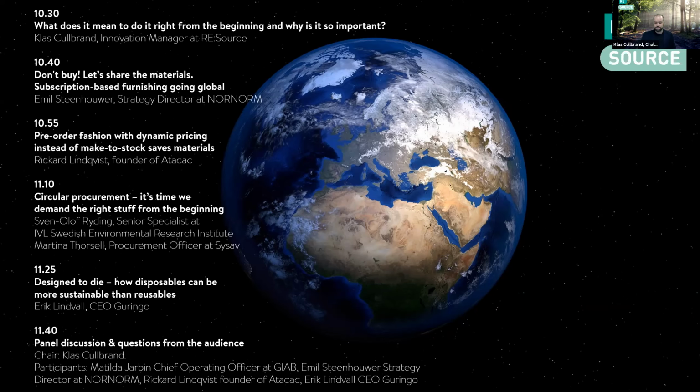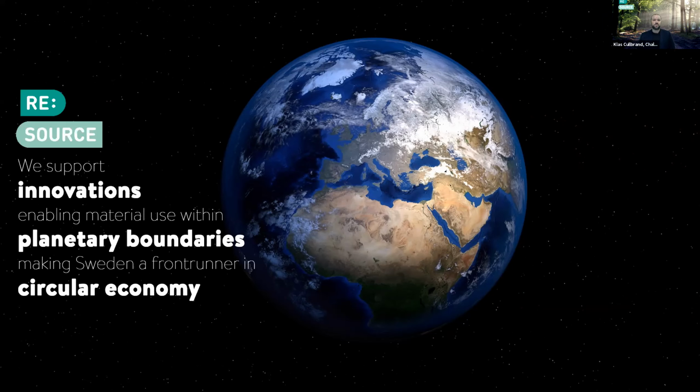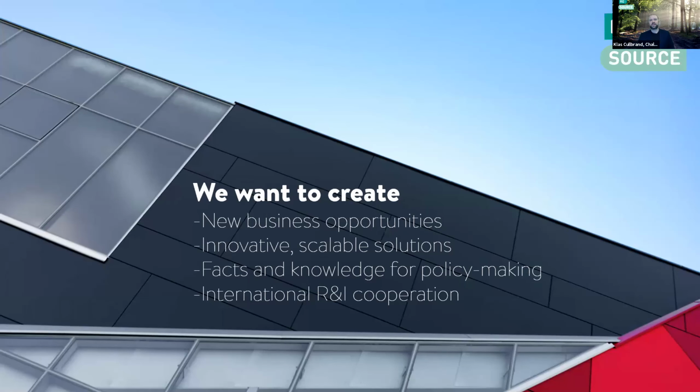Just a few words about Resource before I introduce the session further. We are, as I said, a strategic innovation program in Sweden. We want to support innovations that really enable material use within the planetary boundaries that we have. We only have one Earth. And by doing so, we hope also that we can contribute to making Sweden a front runner in circular economy. More specifically, we want to create new business opportunities for Swedish companies. We want to help create innovative, scalable solutions. We want to be where you can find new facts and knowledge for policy making. We want to be involved in a lot of international R&I cooperation.